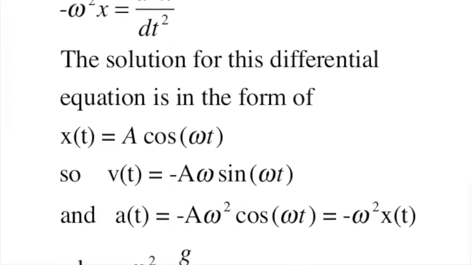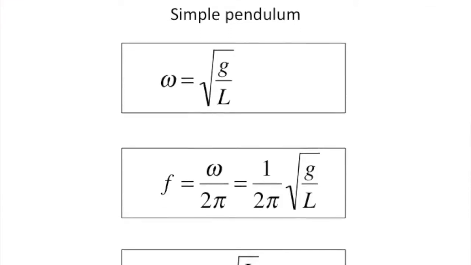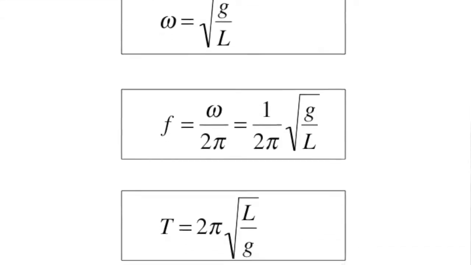Right? So for a simple pendulum, omega is equal to the square root of g over L, just like omega was the square root of k over m with springs. Frequency is omega over 2 pi, so f is 1 over 2 pi times the root of g over L, and the period is 2 pi root L over g.